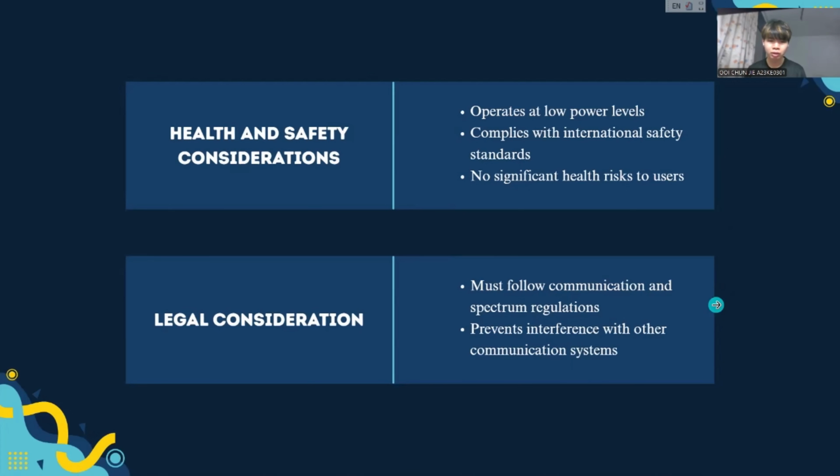Now, let's move on to the legal considerations. Communication systems that use PAM must follow communication and spectrum regulations. These regulations are important because they help to prevent interference with other communication systems. By following these rules, different devices and systems can work properly without disturbing each other.